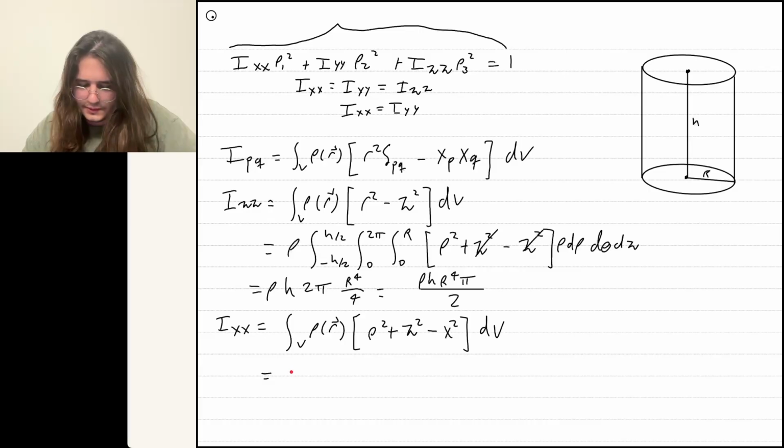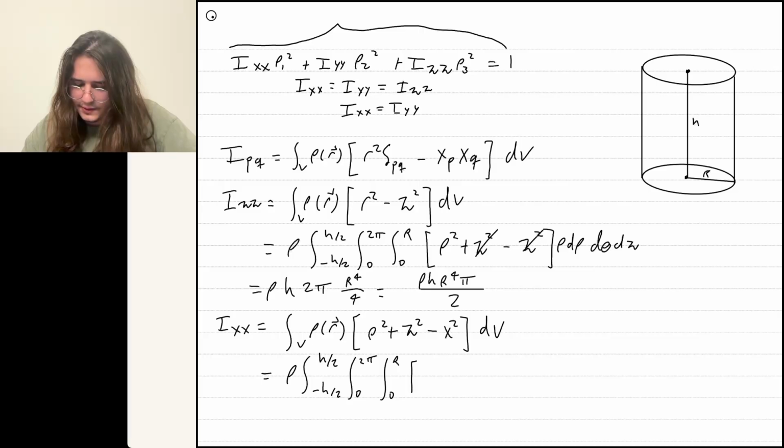So let's also set the integral up and move the mass density outside, so it's h over 2 to h over 2, 0 to 2 pi, and it's going to be 0 to r of, and then x squared goes like rho squared cosine squared theta. So actually, we've got a rho squared term here times 1 minus cosine squared theta for the rho squared and the x squared term, and also a z squared term. And the Jacobian is still rho d rho d theta dz.